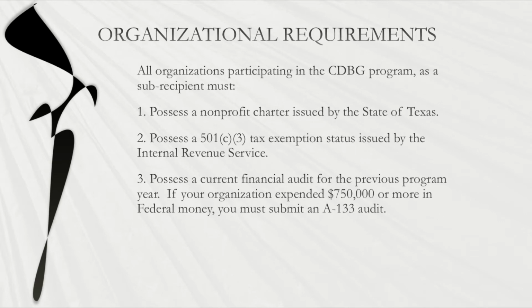Organizational requirements. All organizations participating in the CDBG program as a subrecipient must 1, possess a nonprofit charter issued by the state of Texas. 2, possess 501c3 tax exemption service as required by the Internal Revenue Service. 3, possess the current financial audit for the previous program year. If your organization expended $750,000 or more in federal money, you must submit an A-133 audit.